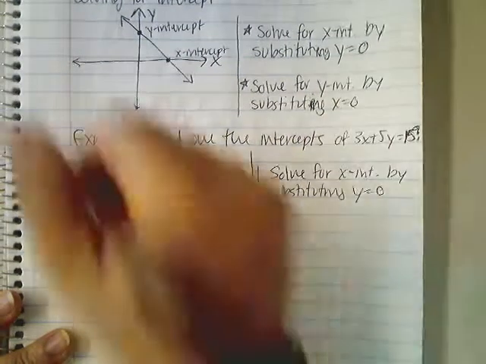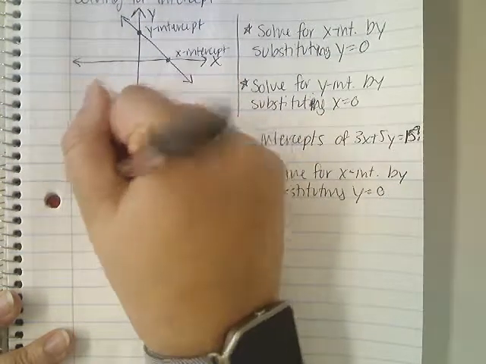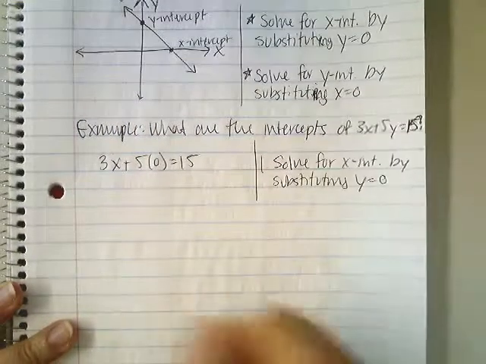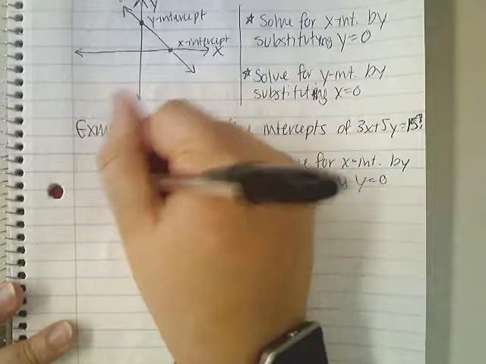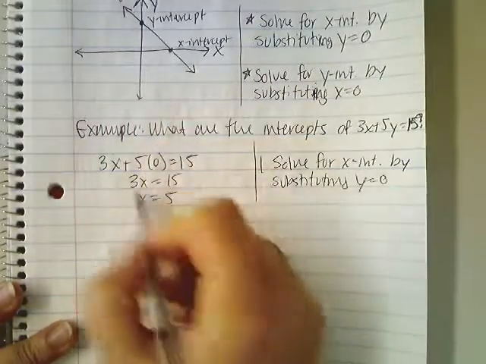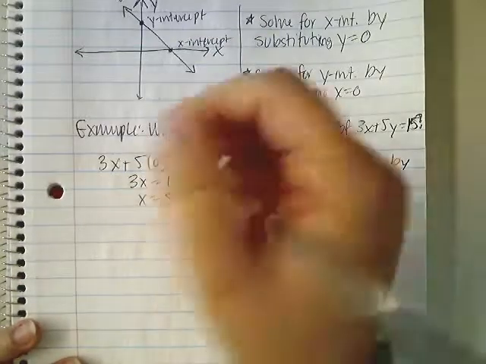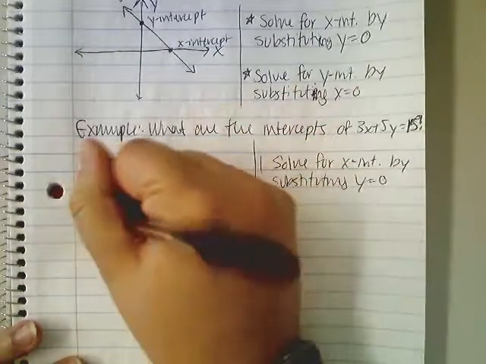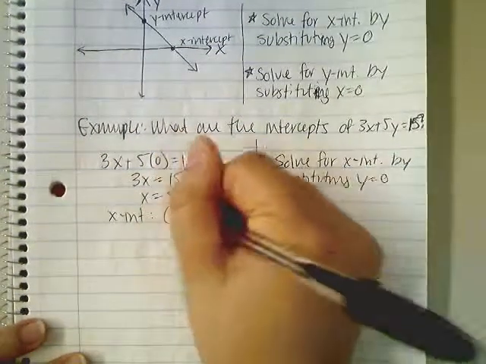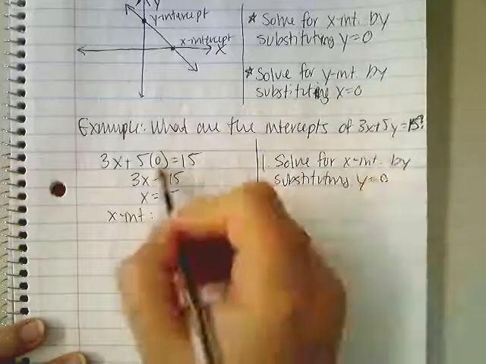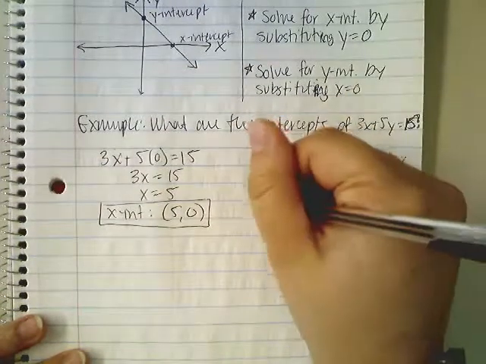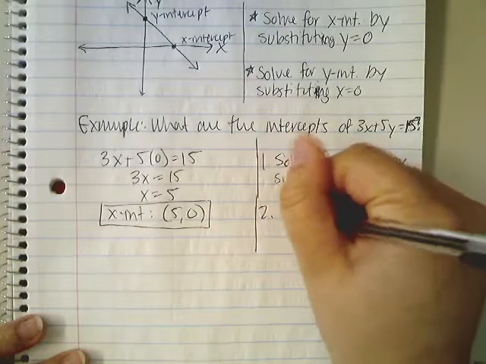So solving for my x-intercept, I have 3x plus 5 times 0 equals 15. I simplify, 5 times 0 is 0, so I'm left with 3x is equal to 15. So x will be equal to 5 because I divide both sides by 3. So my x-intercept is going to be the coordinate point (5, 0). So I substitute 0 for y and solve for x.